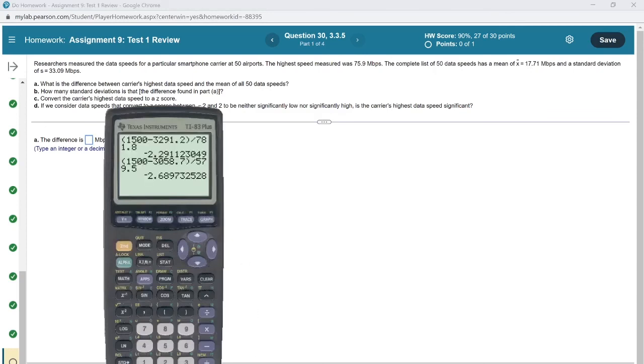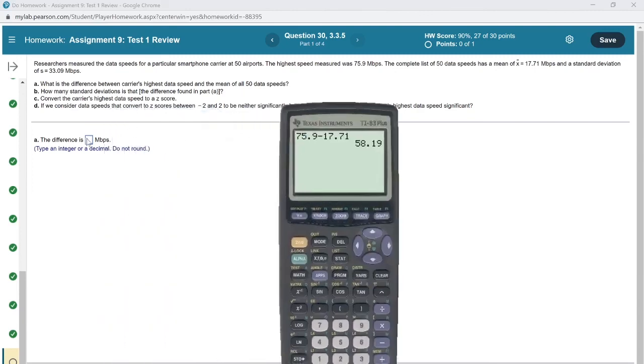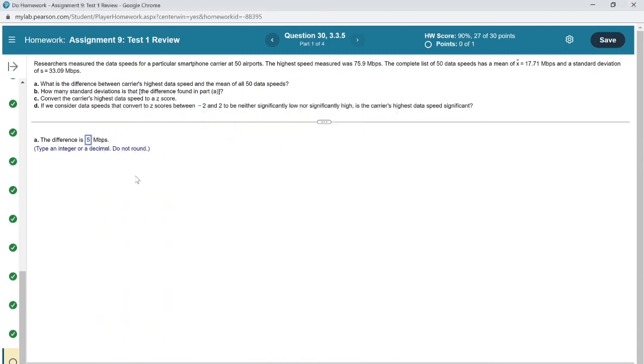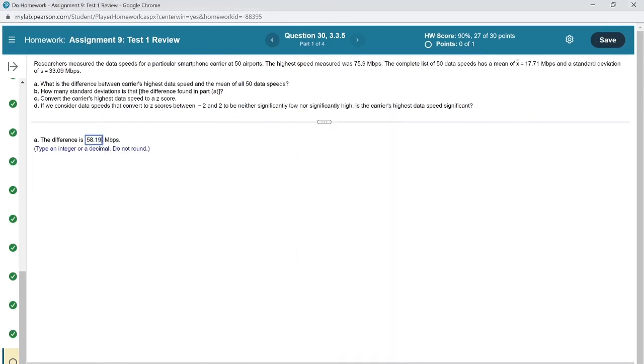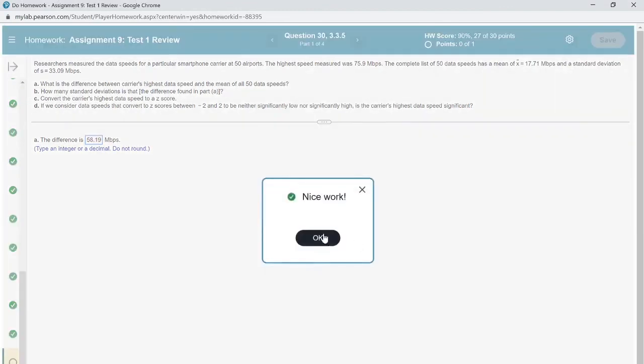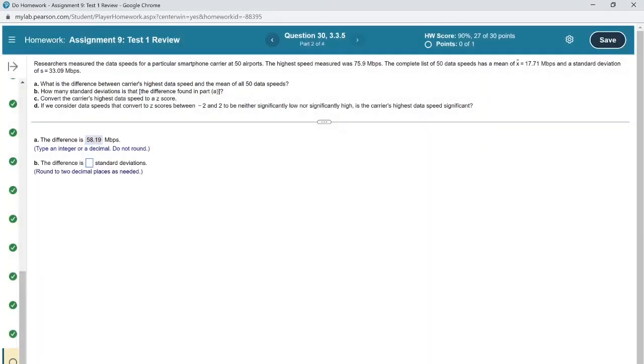So it's 75.9 minus 17.71. That's the difference, which is 58.19. Do not round it, so 58.19, not 58.9, 58.19. So that's our difference. How many standard deviations is that?